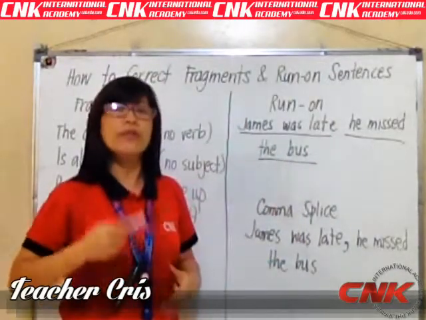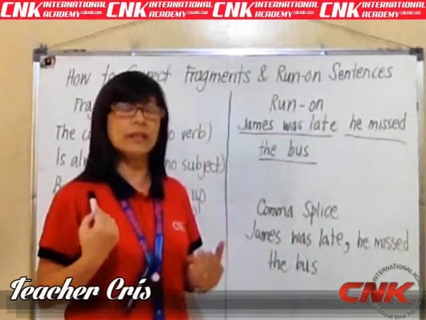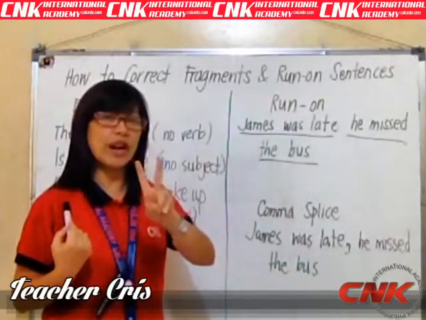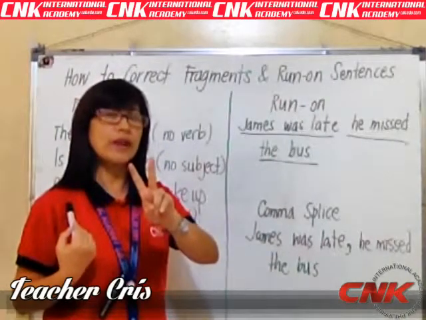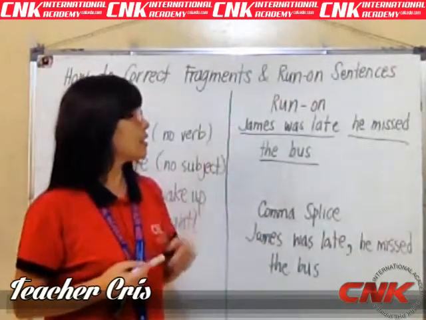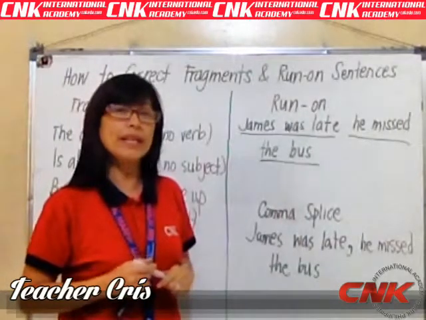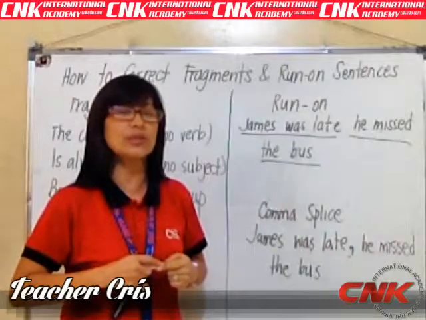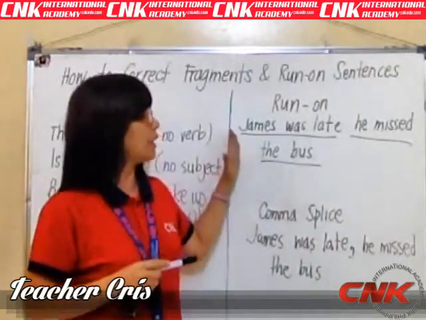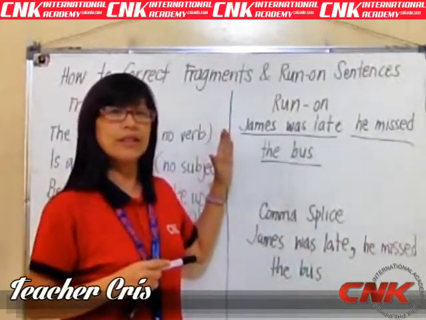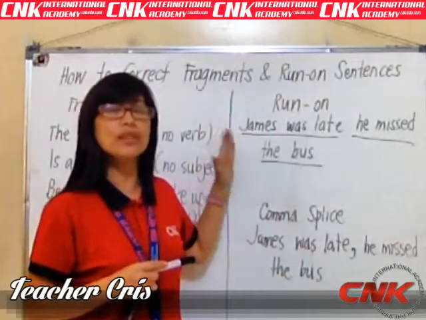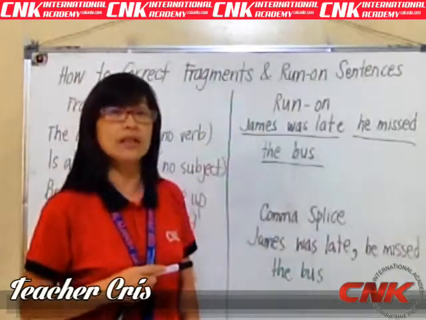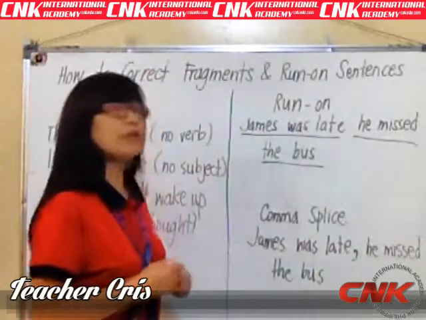So normally, if you still remember what we have learned in the past, when we have two sentences, we have to join them correctly, right? So how do we correct them? In this case, we have two sentences. We will be needing a conjunction to put them together. However, in this kind of sentence, there is no conjunction that joins the two sentences. Therefore, it is considered a run-on sentence. Okay? How to fix it?